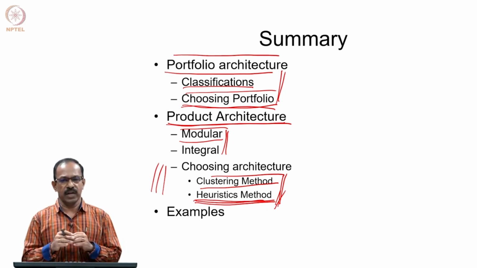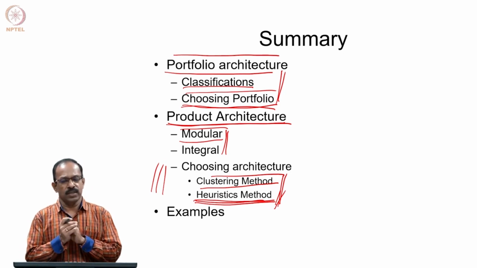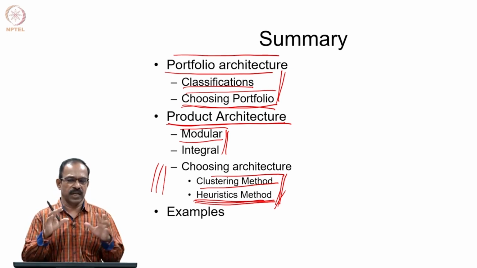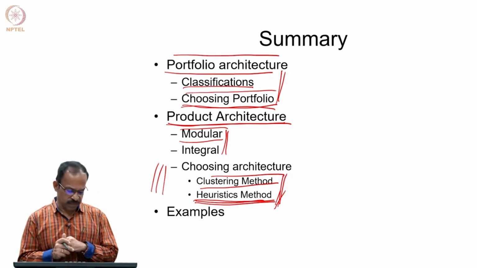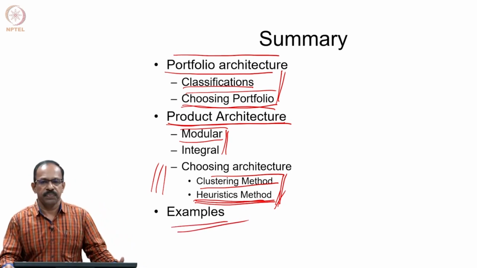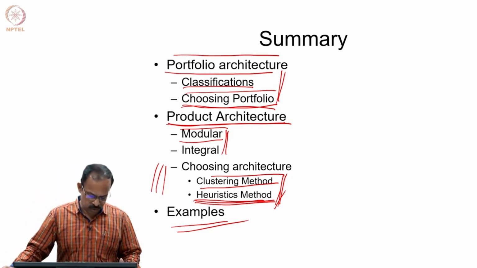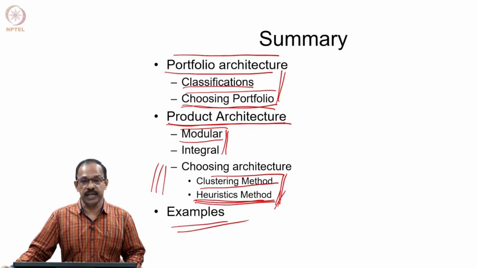So, once the modules are identified, then you can create a layout of the product to see how these modules can be arranged, so that you will be able to make a complete product to meet the customer's requirement. So, that is what we discussed, and we saw a few examples also, how we use these principles to identify modules. So, with that we come to the conclusion of the product architecture.